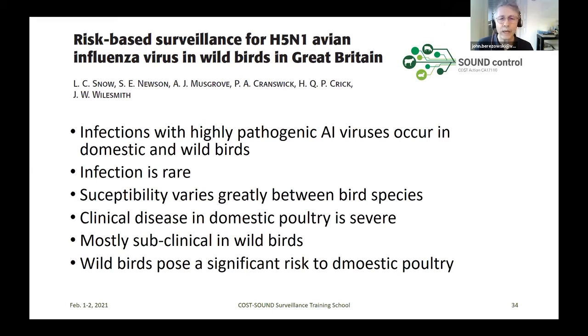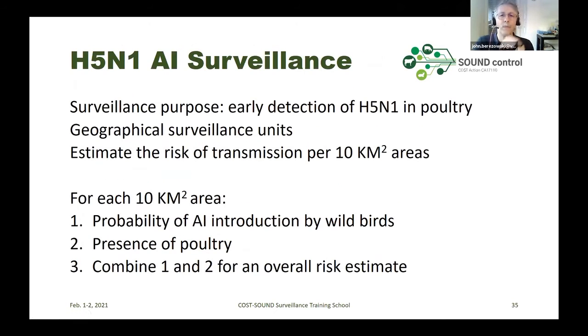We know that infections with highly pathogenic AI occur in domestic birds and wild birds, but the infection is quite rare, and susceptibility varies greatly between wild bird species. Clinical disease in domestic poultry is rare because it's a low path AI in poultry, and it's mostly subclinical in wild birds, but wild birds pose a significant threat to domestic poultry. So what they did was they wanted a surveillance purpose for early detection of H5N1 in poultry.